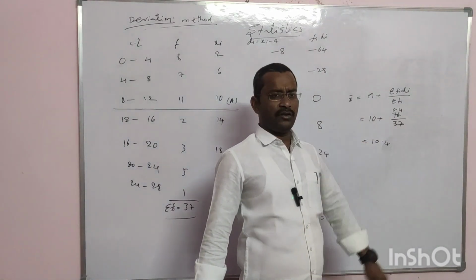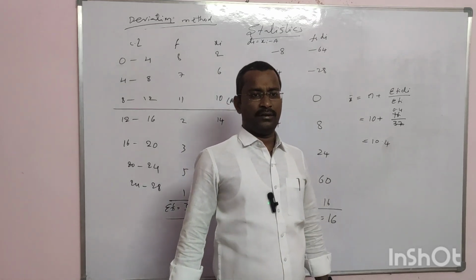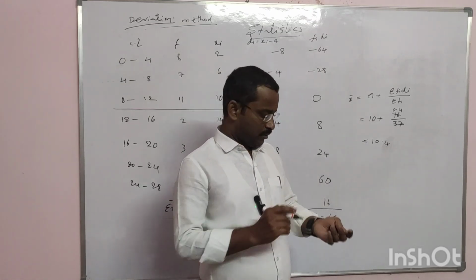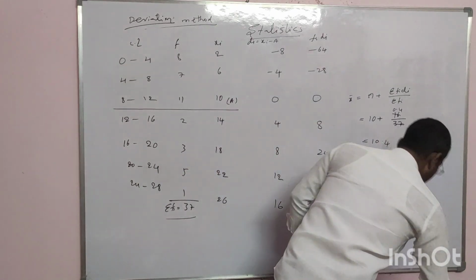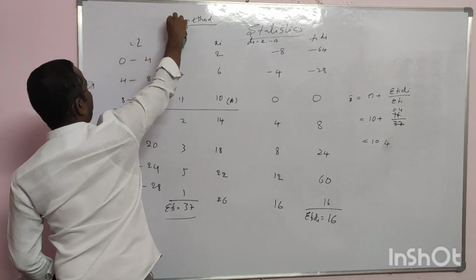Sir, if I want to take the next decimal, that is your choice. It is not compulsory to take only one. You can take 2 or 3, depending on your choice. And the same question, let's do with the step deviation method. The method is different, but the answer remains the same.